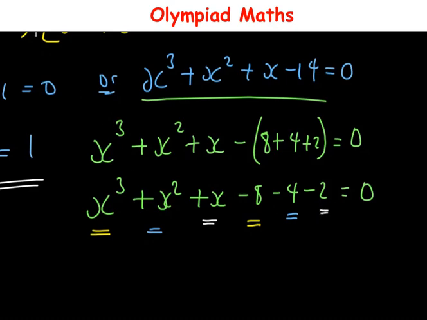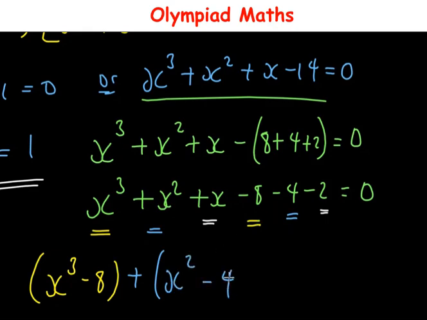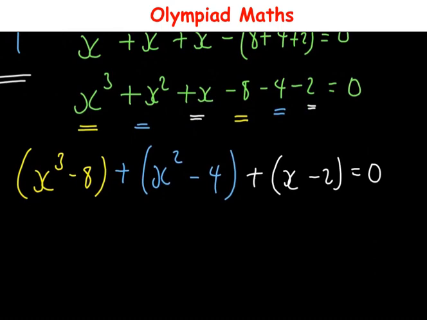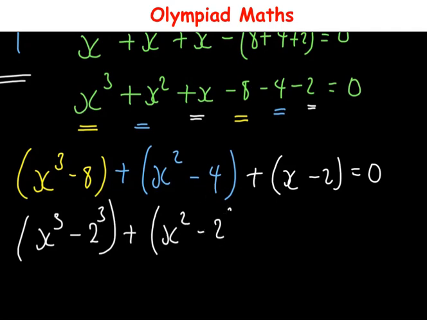So for the first one, in which we have x raised to power 3, then minus 8. Also plus we have the next one in brackets x raised to power 2, then we have minus 4. Then we have for the last one plus in brackets x minus 2. All of this equals 0. So from here, in brackets x raised to power 3 minus 8 can be written as x cubed minus 2 raised to power 3, plus in brackets x squared minus 4 can be written as x squared minus 2 squared, plus in brackets x minus 2.